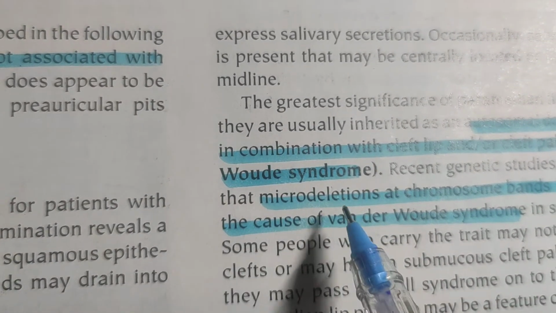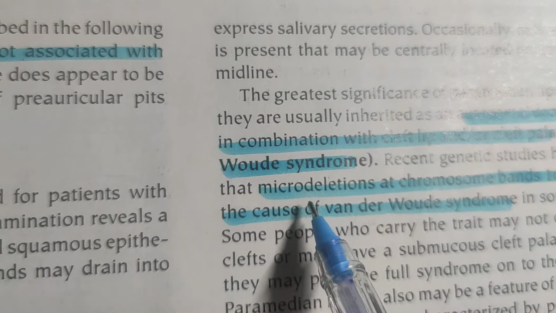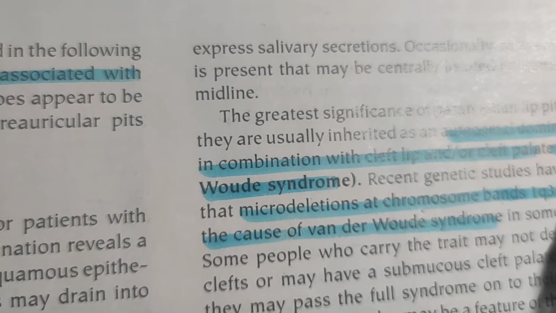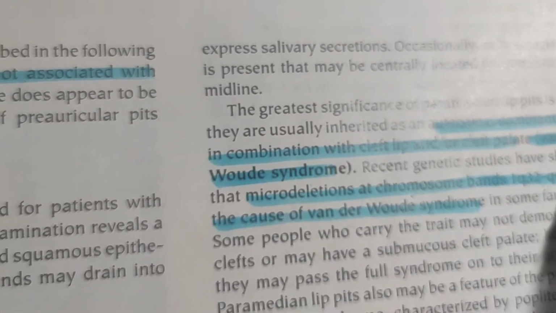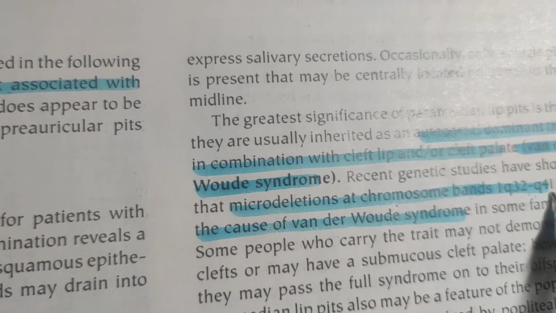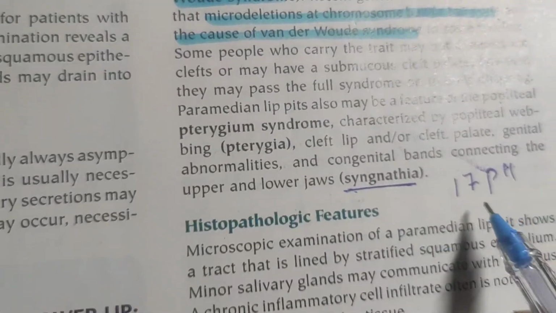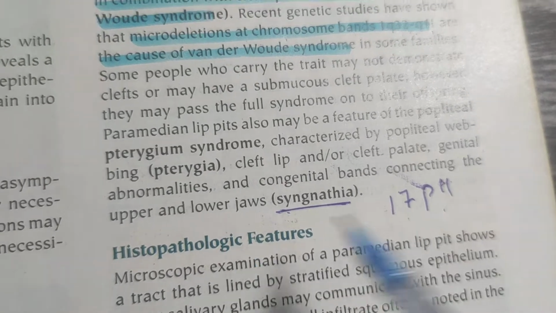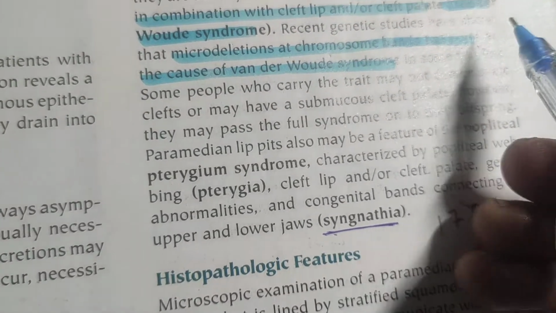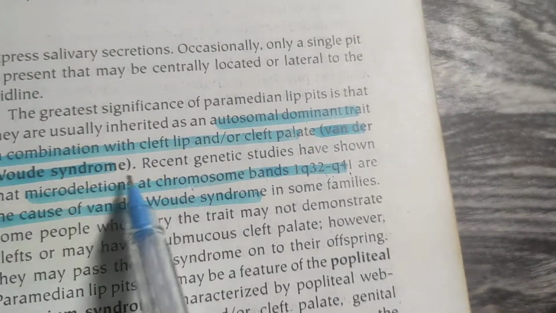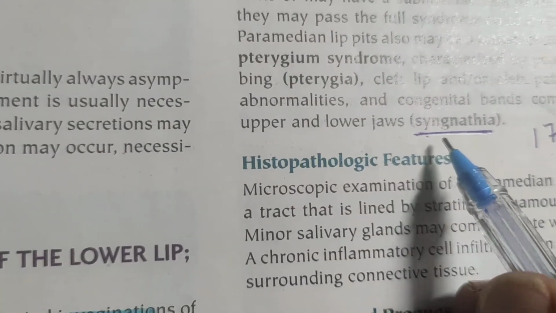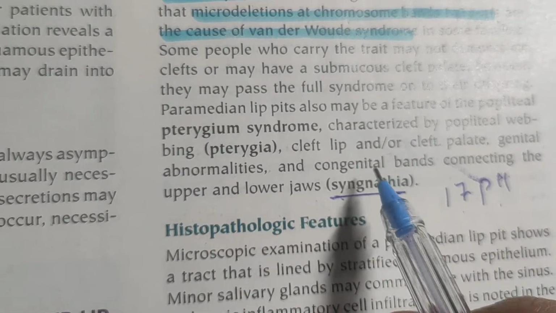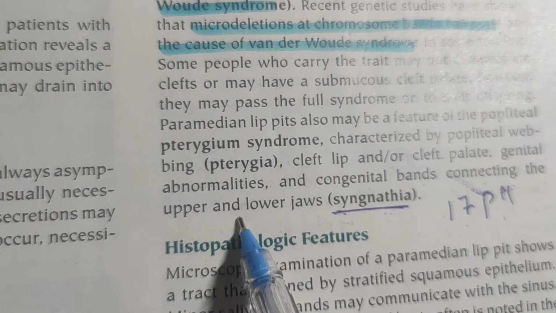And the gene associated with this, you can say that there is a microdeletion of chromosome band 1q32 or q41. One more gene associated with this is 17p11. One more important point is that in this Van der Woude syndrome, you can see synechia. What is synechia? It is a congenital band connecting the upper and the lower jaw.